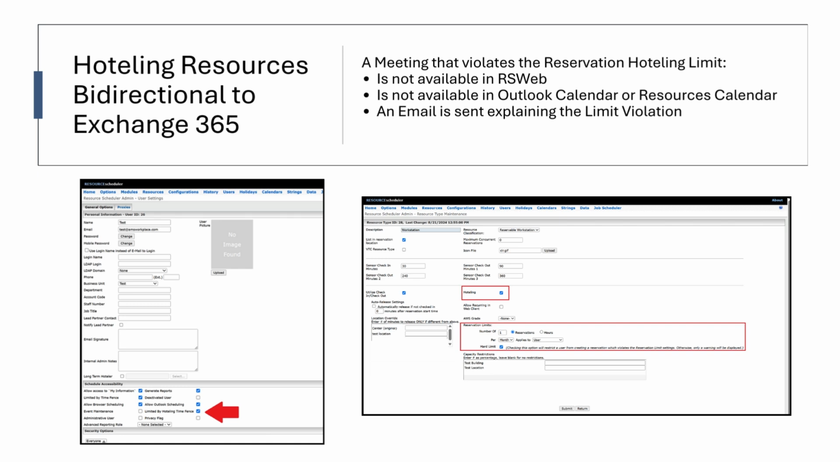Now when you book hoteling resources in Exchange, you'll need to follow limits that are set in RSAdmin. So in RSAdmin, you can configure a resource type, say all offices or all workstations in the system, to follow limits to the number of reservations or the number of hours of reservations made in any given day, week, or month. So if a resource is booked in Exchange that violates these limits, an email will be sent back that explains the violation.